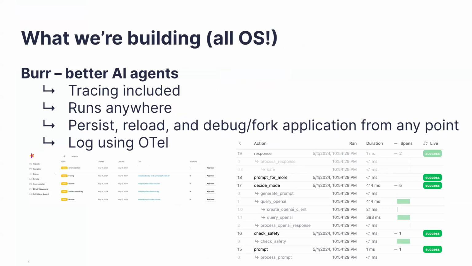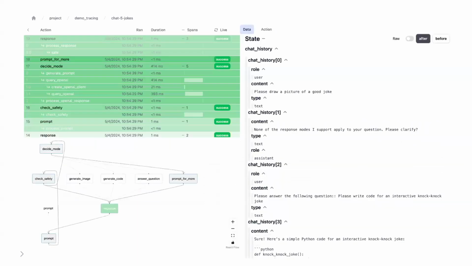It can run anywhere. You can persist, reload, debug, and fork applications from any point, and log using Otel if you want. I think we haven't built that specific piece yet, but there are hooks to make that really easy, and the ability to do spans and traces in here can map quite nicely to the tracing capabilities. So you can get a very specific view of your software. Here's what the visibility system in Burr, which is again open source and free, looks like.